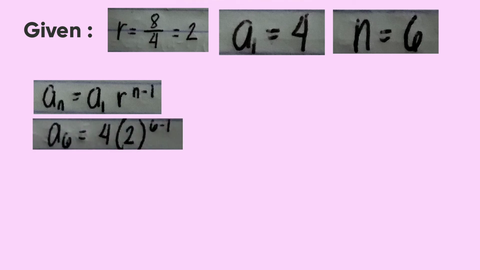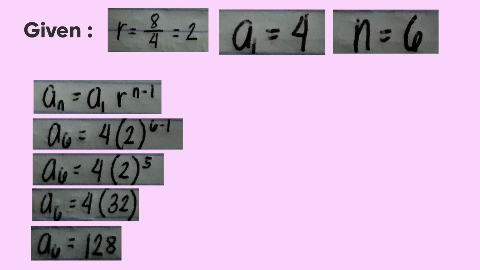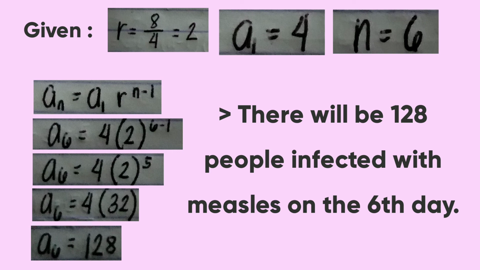So a sub 6 equals 4 times 2 to the raised of 6 minus 1. A sub 6 equals 4 times 2 to the raised of 5 because 6 minus 1 equals 5. A sub 6 equals 4 times 32 because 2 to the raised of 5 is equals to 32. A sub 6 equals 128 because 4 times 32 is 128. So there will be 128 people infected with measles on the 6th day.